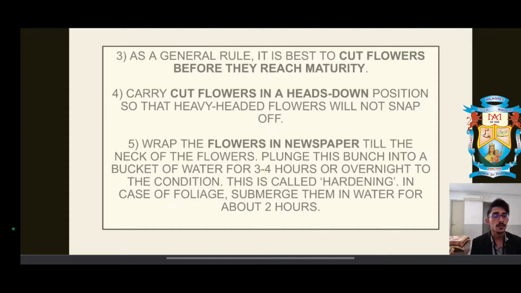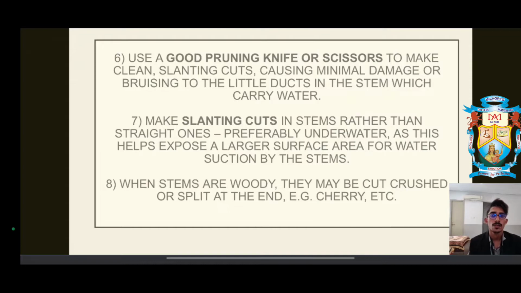So what happens is we do a casing over there, a hard casing forms because of the newspaper. That again helps in prolonging the life of that particular stem or the flower. So the sixth point is using a good pruning knife or scissors.